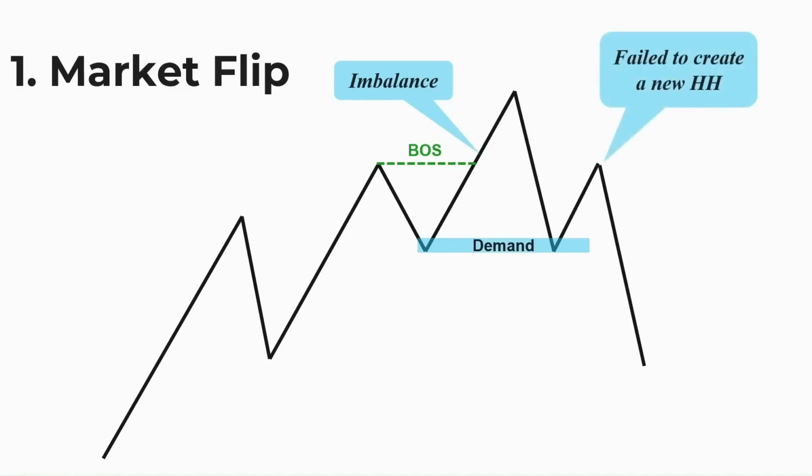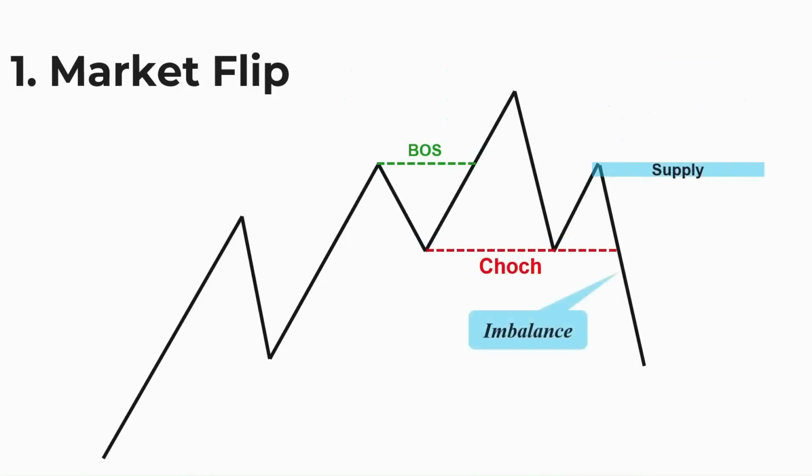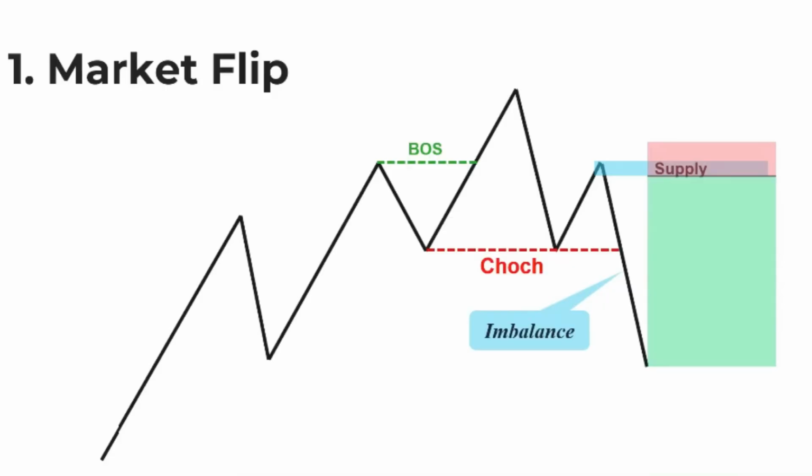We have a valid demand zone with a break of structure and imbalance. The market mitigates this level but fails to create a higher high. Showing momentum loss, this eventually leads to a change of character and leaves behind a perfect trading opportunity. So we go short once price taps into the supply zone, and we target the next unmitigated demand level.